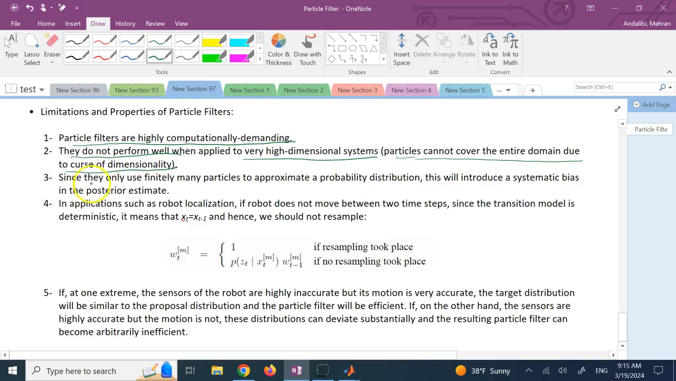Then, as we said, since we only use finitely many particles to approximate the probability distribution, there definitely will be a bias in the posterior estimate. Of course, this is just an approximation.